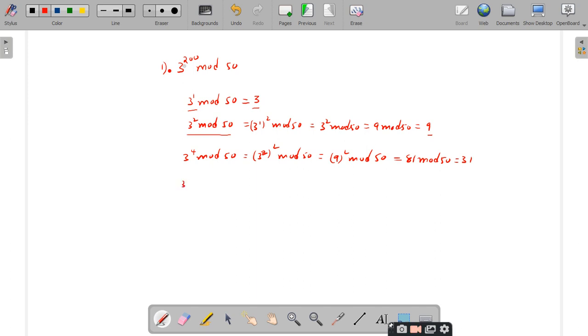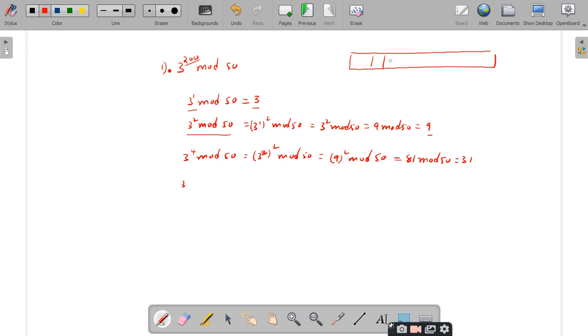So I have to calculate power of 200, right? So how can I write the combination of 200? Any idea? What combination I have to take to get 200? Binary equivalent.